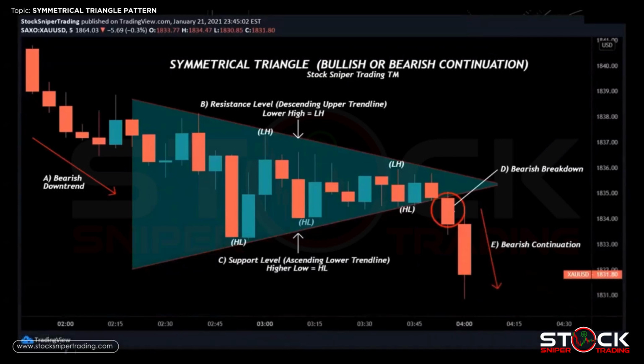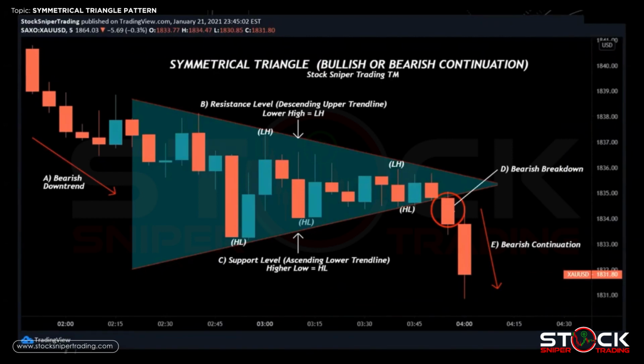This is an example of a symmetrical triangle, which is a bullish or bearish continuation. In this example, we are on TradingView charts and we are looking at gold, XAU/USD, on the 5-minute time frame, where each individual candlestick takes 5 minutes to form. We can see that we are in a bearish downtrend as the price of gold is decreasing.